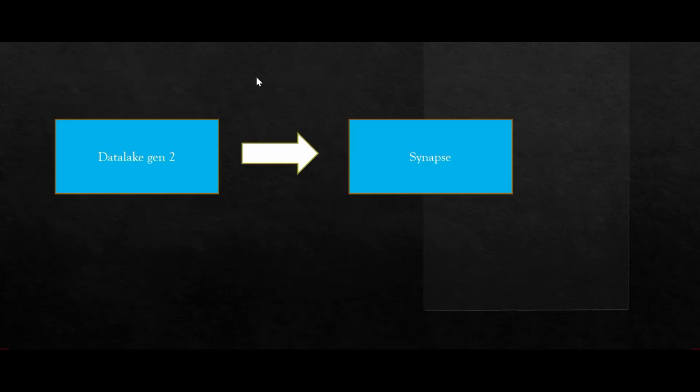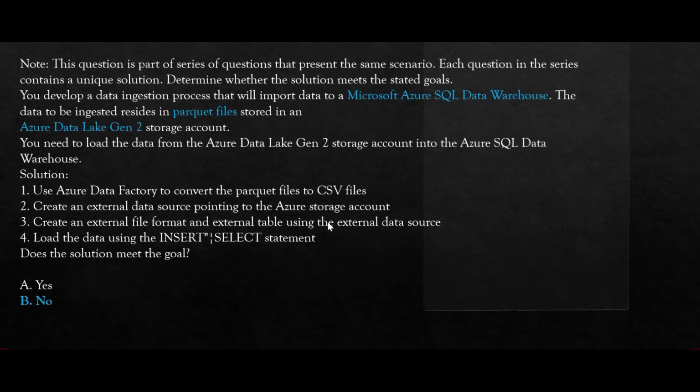So basically you have data residing in Parquet files which are in Data Lake Gen 2, and you want to move that to Synapse or your SQL data warehouse. So in a nutshell, this is the question. Now the question gives you a solution here. The solution has 4 steps. We just have to verify this is right or wrong. I have marked this answer as no in this case.